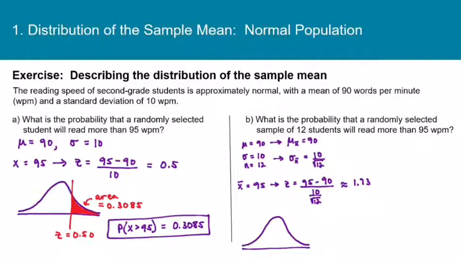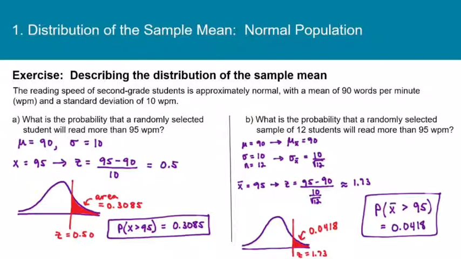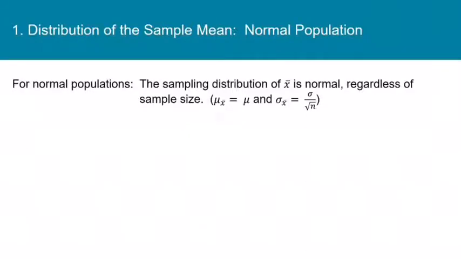Now if we draw a standard normal curve and we put our z-score there, 1.73, and we shade the area to the right of that, the table tells us that the area to the right of z equals 1.73 is only 0.0418. So the probability of randomly selecting a group of 12 second graders whose mean reading score is greater than 95 is only 0.0418. But the probability of randomly selecting a single second grader who can read more than 95 words per minute is much greater. That probability was 0.3085.